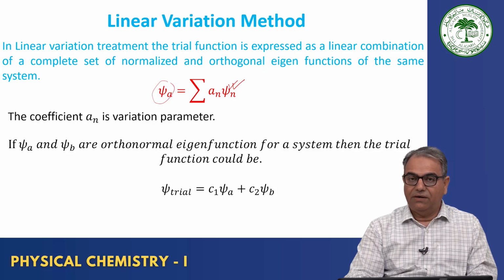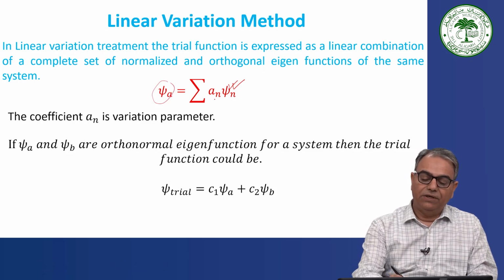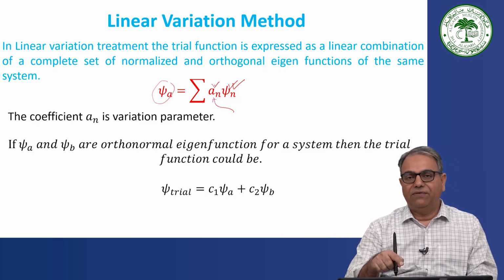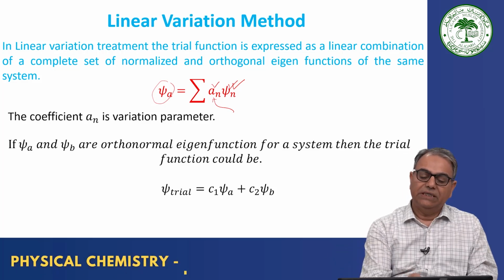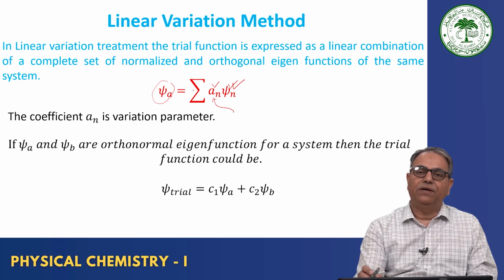Now here, what is the variation parameter? Obviously a_n is the variation parameter. So psi n is the orthonormal set of functions from the same system, and a_n is the contribution from these functions to the actual system. Again here we are getting a trial function, but we are taking a function as a sum of different functions of the same system. So this is a linear variation treatment.